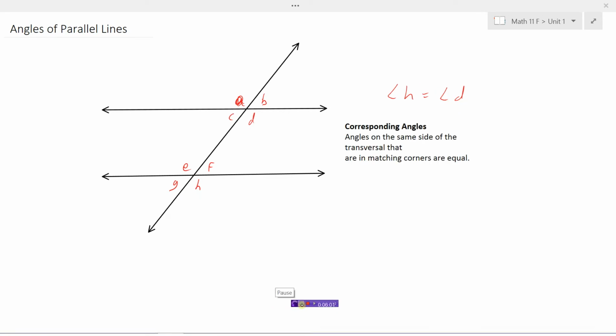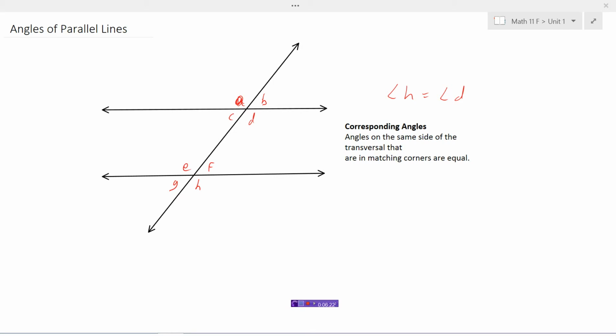So we call these corresponding angles. Angle H and angle D are corresponding angles. Those are angles that are on the same side of this transversal, so they're both on the right side, that are in matching corners. So these two corners here match each other. Those must be equal if these are parallel lines that we're talking about.